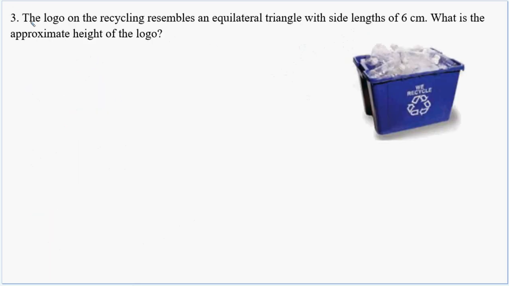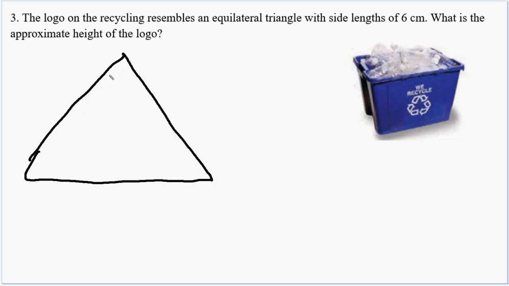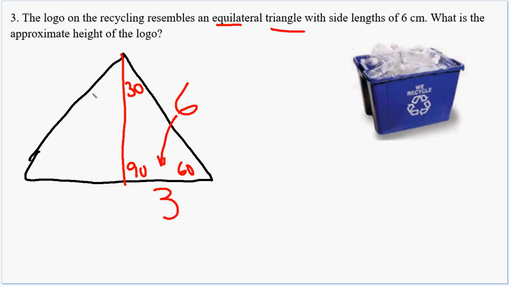Number 3, the logo of the recycling resembles an equilateral triangle of side lengths 6. What is the approximate height of the logo? So we want, I'm going to use red ink, the height of the logo would be this red side. Well, it is an equilateral triangle, so now we've got a 30, 60, 90. The whole sides were length 6, so if that's my hypotenuse, the short leg is half of it, 3, and then my long leg will be 3 roots of 3.